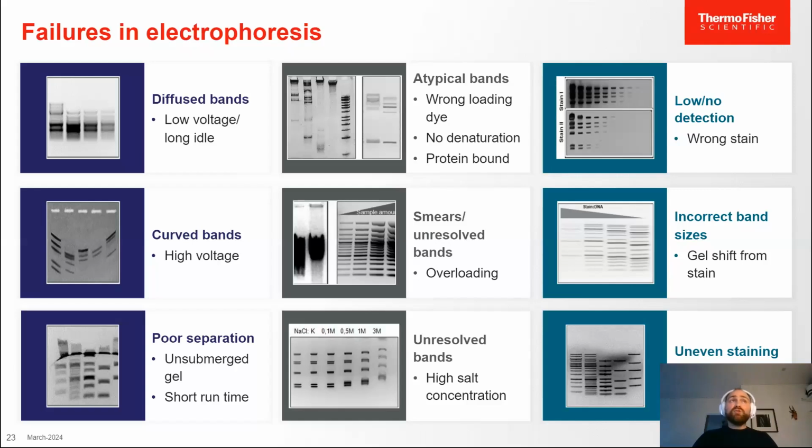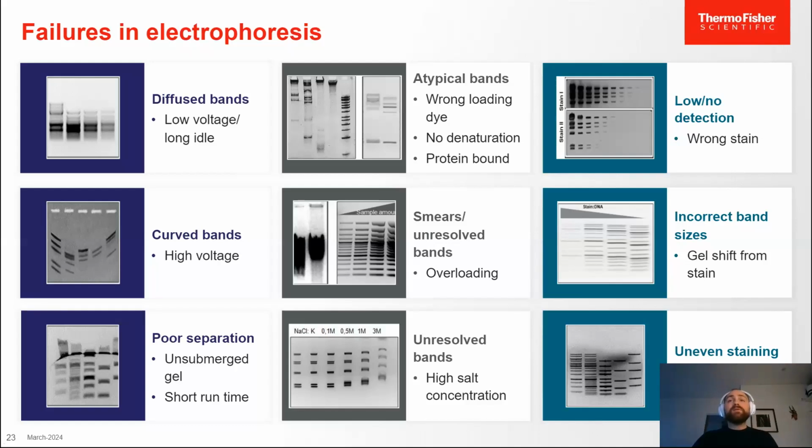If you did not submerge your gel properly, you will also have very similar issues, where the electric field that's covering the gel is just not going to be uniform. Atypical bands can happen with the wrong loading dye, no denaturation, or protein bound. These are all issues you have to consider when preparing your sample, with the proper loading dye and what type of sample you have. If you have protein bound samples, expect issues with your electrophoresis unless you get rid of the protein that's bound to your samples.